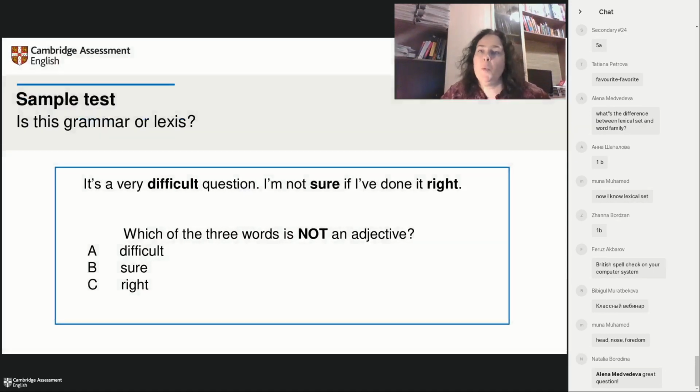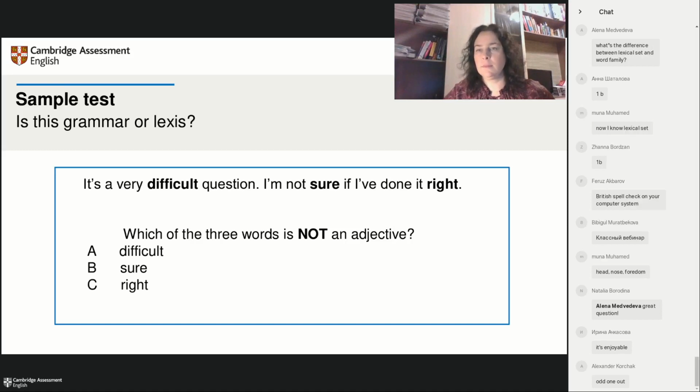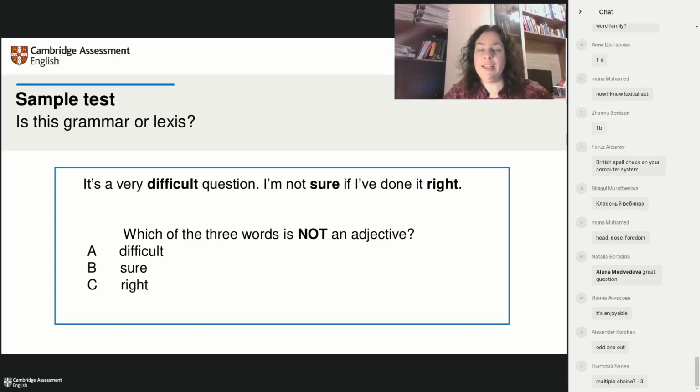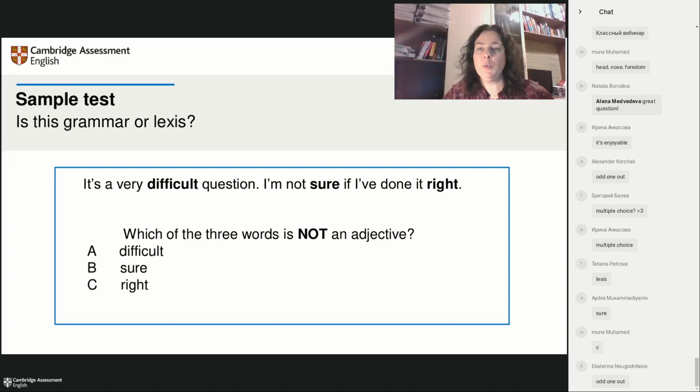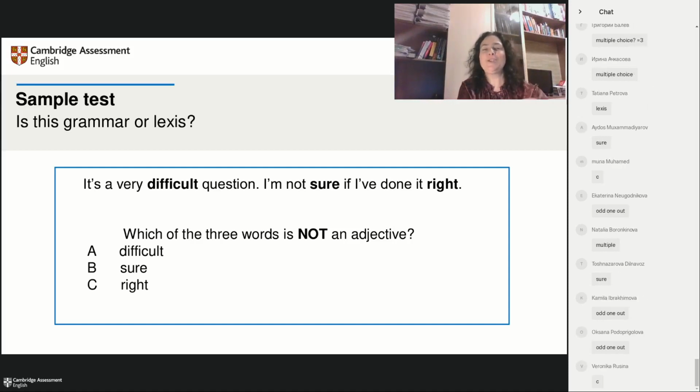Okay, have a look. One more activity. Be careful. We have a note in the rubric. What type of task is that? Very good, Alexander. Absolutely right. It is an odd one out. So which one is not correct, right? Which one is not an adjective? Okay. So which one? Think about that.